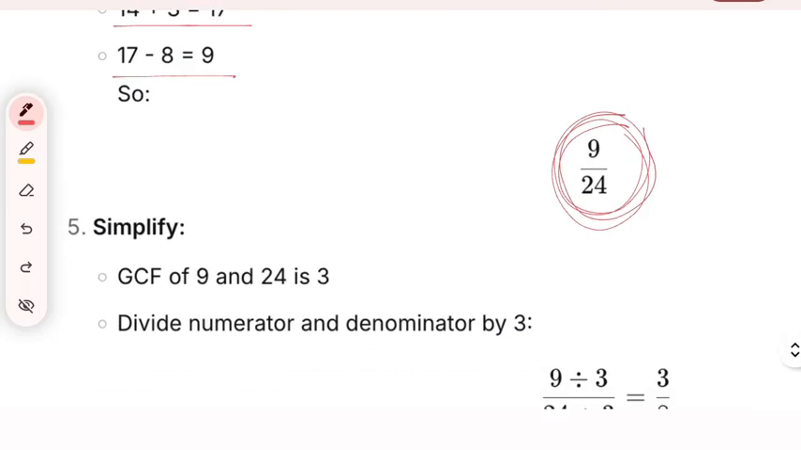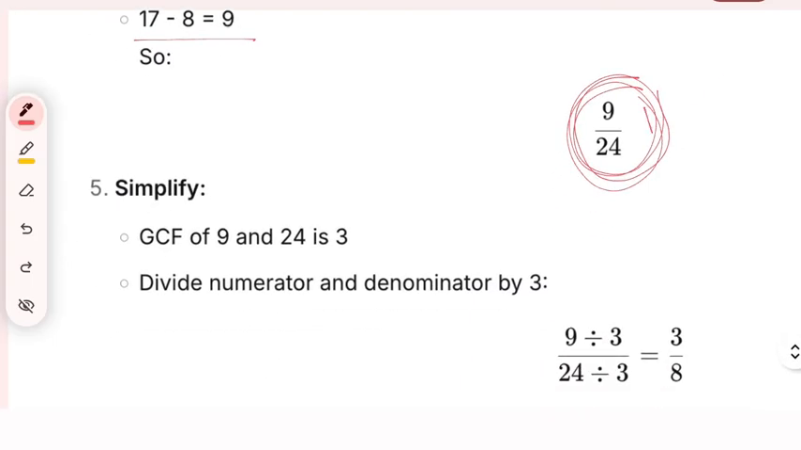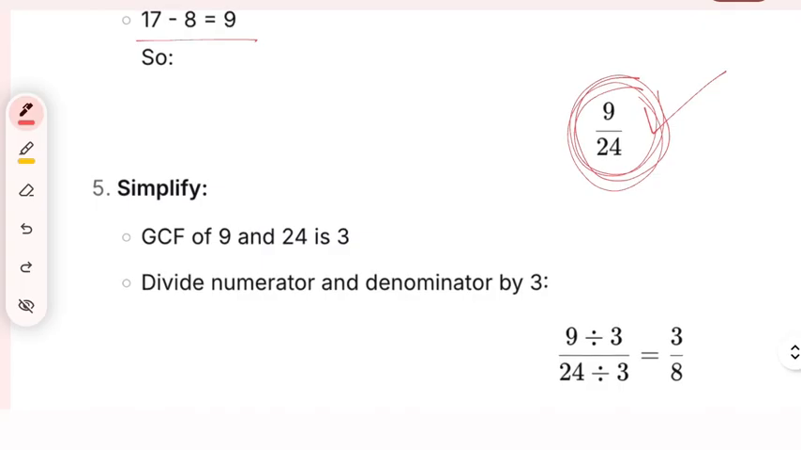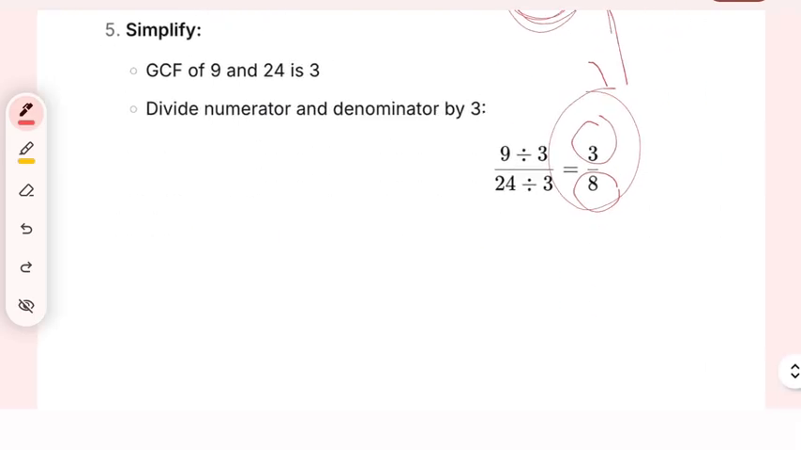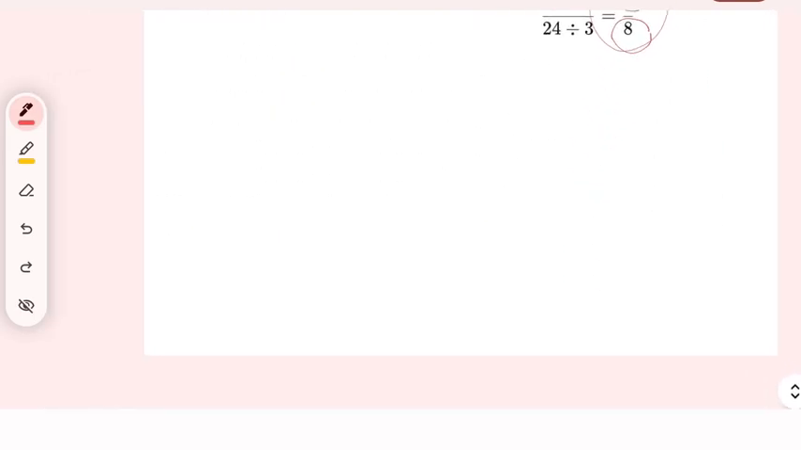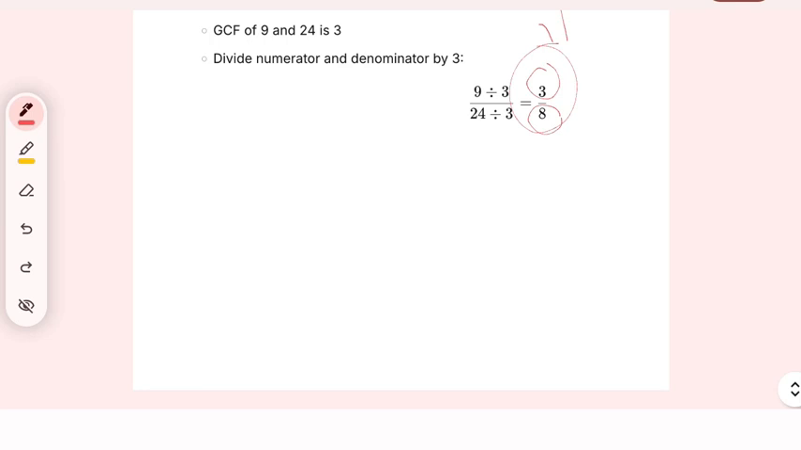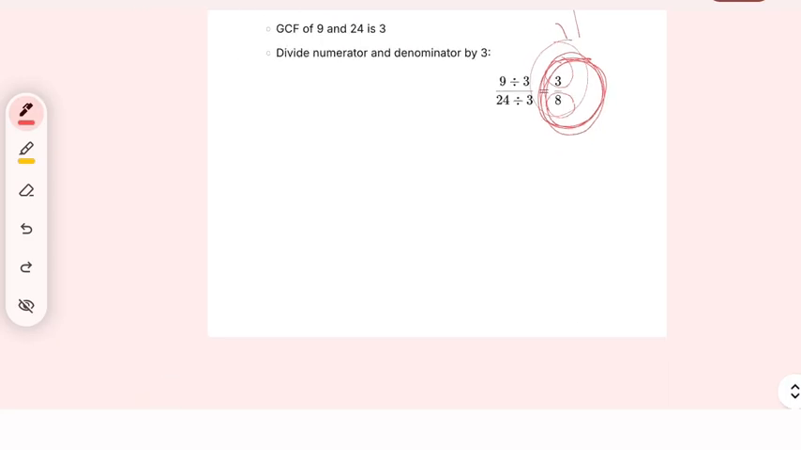Now the question is, can we simplify 9 over 24? Yes, we can simplify it further, right? We divide everything by 3. So 9 divided by 3 is 3. 24 divided by 3 is 8. And now 3/8 is the simplified form. So our final answer would be 3/8, the simplified and reduced form. And that's it. That's the last problem.